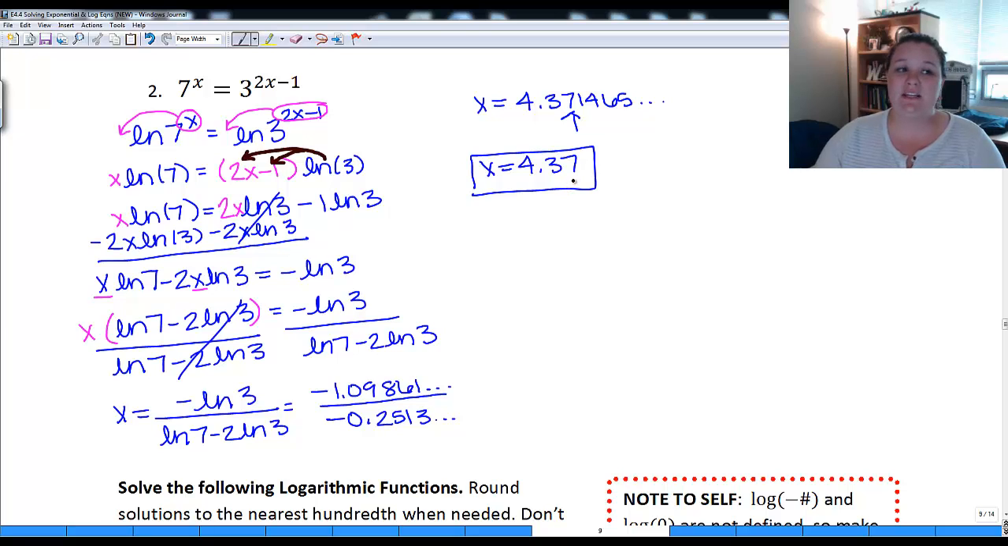Again, if you need to look over these or spend more time on them, feel free to pause the video and go through it a little bit slower. But I am going to go ahead and move on and now look at some with log terms.